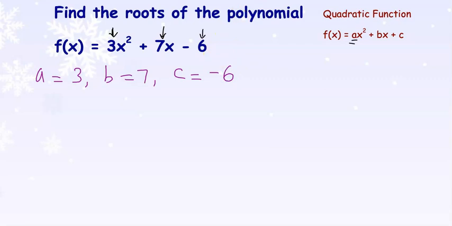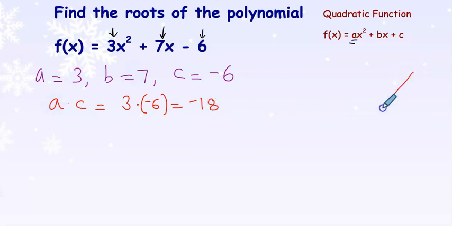After identifying my a, b and c, let me find the product of a and c. So what is a times c? That is 3 times negative 6. Whenever you are dealing with negative signs, it's better to put them in parentheses to avoid any kind of confusion. So 3 times negative 6 is negative 18.